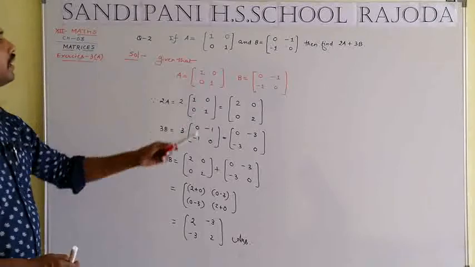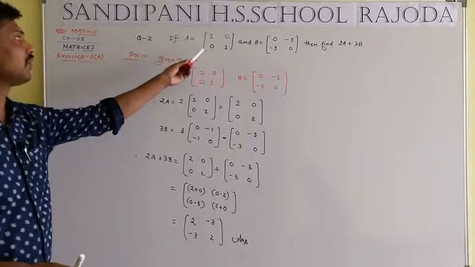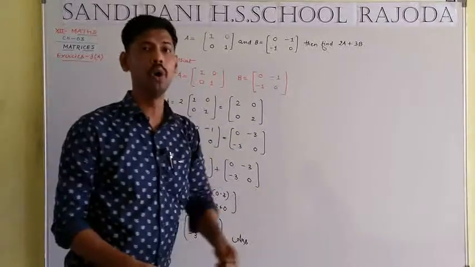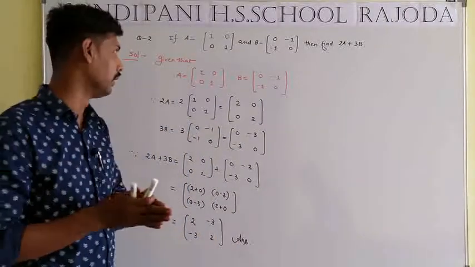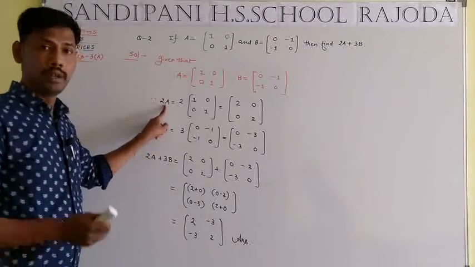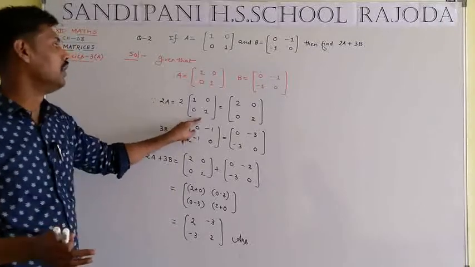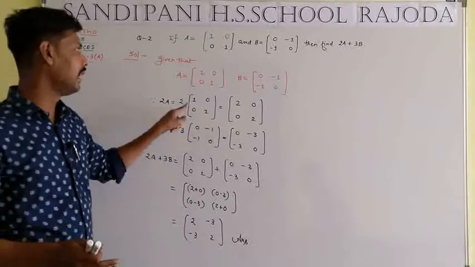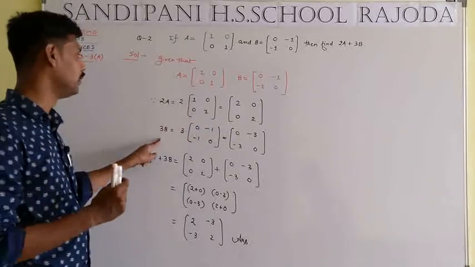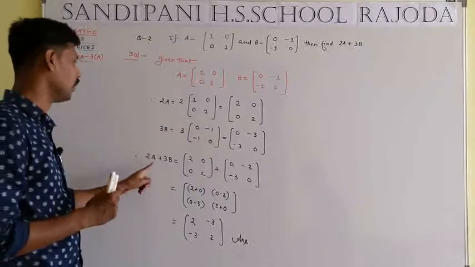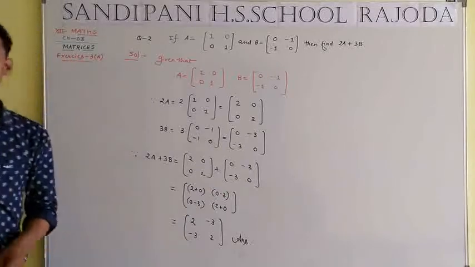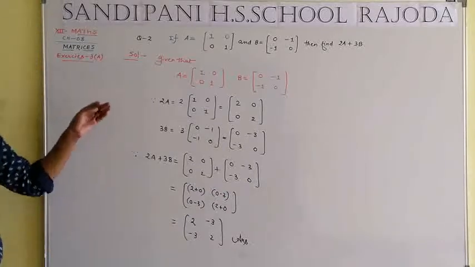If matrices A equal to this and matrices B equal to this, then find the value of 2A plus 3B. Firstly I get 2A: 2 into A means matrix A is multiplied by 2, that means each and every element, then 3B is multiplied by 3. 2A plus 3B will be equal to this. I hope, students, you are getting the proper solution of question number second.